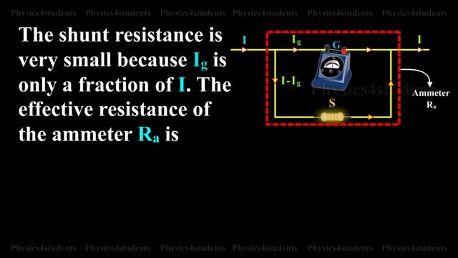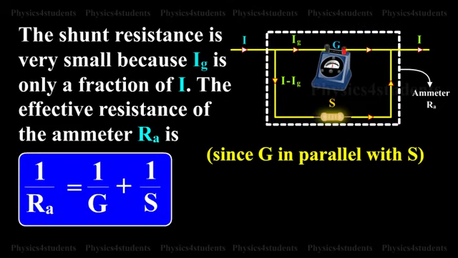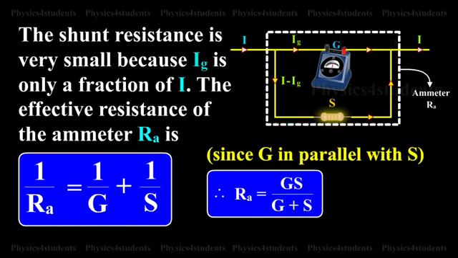The effective resistance of the ammeter Ra is G in parallel with S. 1/Ra = 1/G + 1/S. Ra = GS / (G + S).